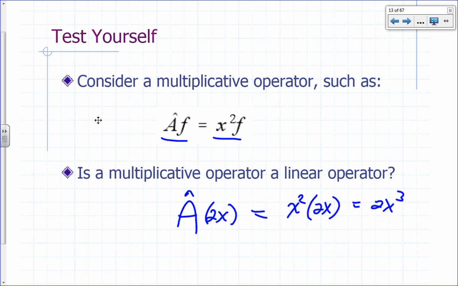So is a multiplicative operator a linear operator? And the answer there is yes, and that's going to be homework. Okay, so that's going to be your next homework. Show that it is a linear operator. Okay.